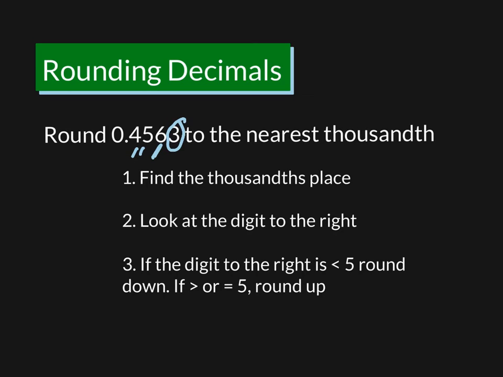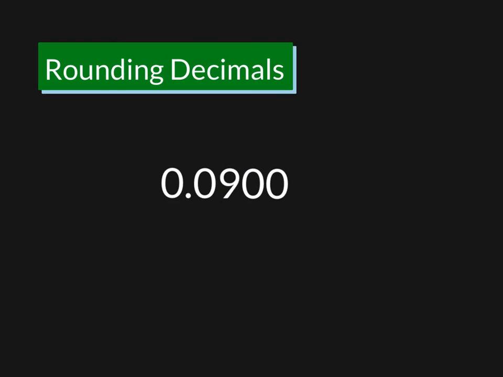Now if that digit is less than 5, which it is, then you're going to round down, which means this number in the thousandths place is going to stay the same. So it just rounds off to 0.456.